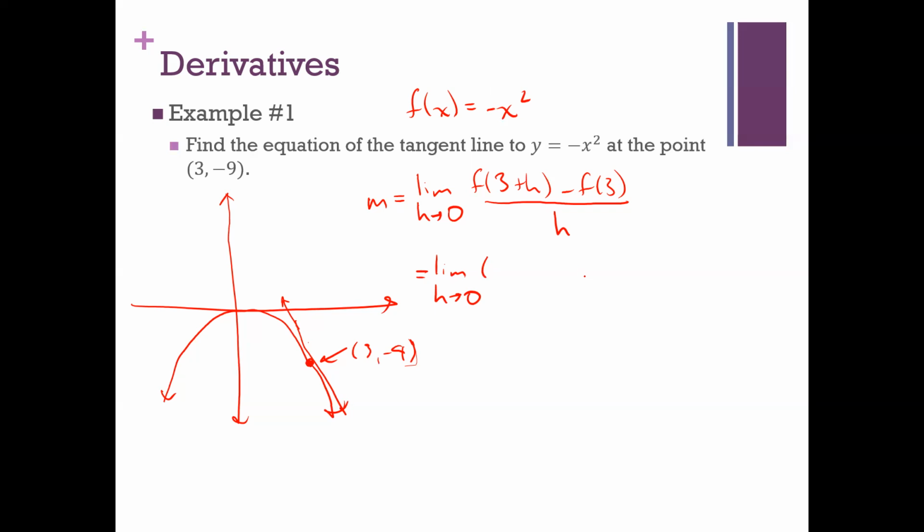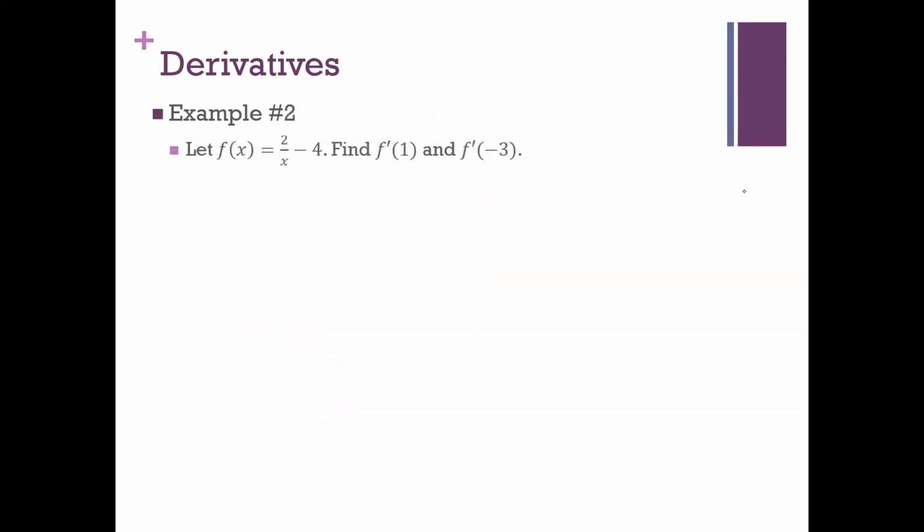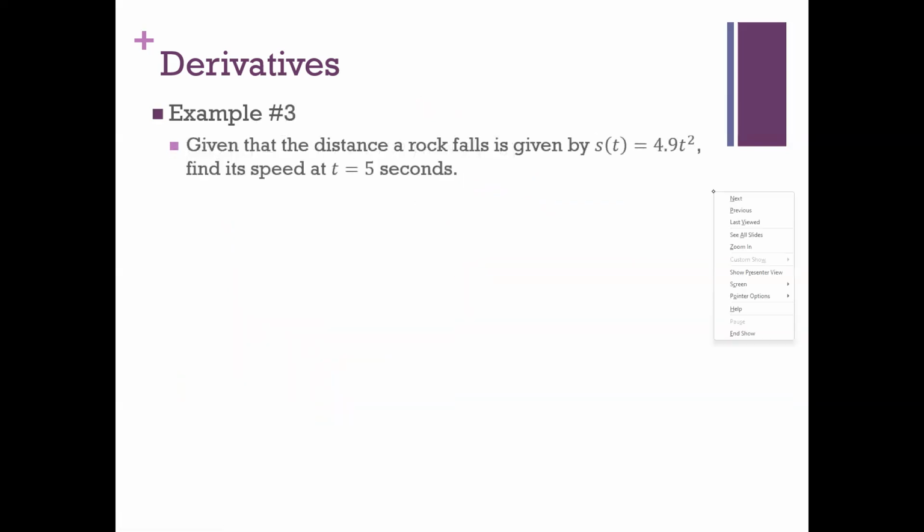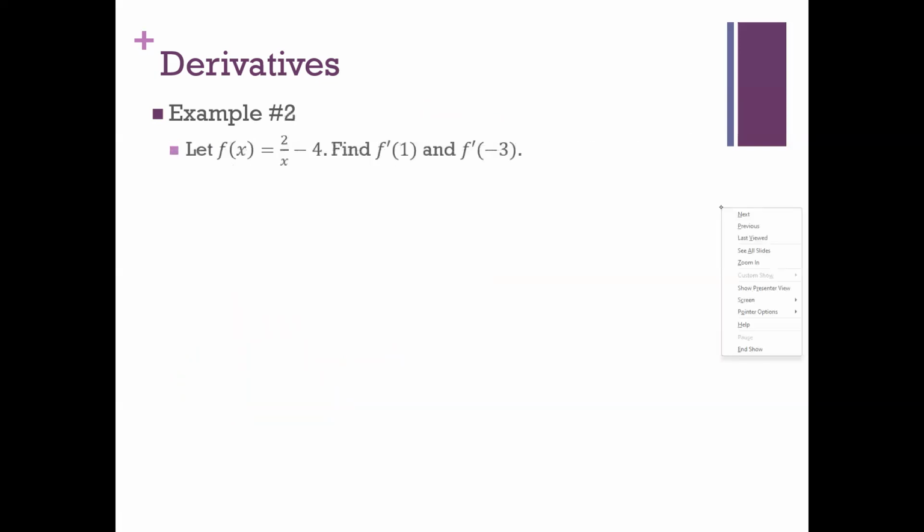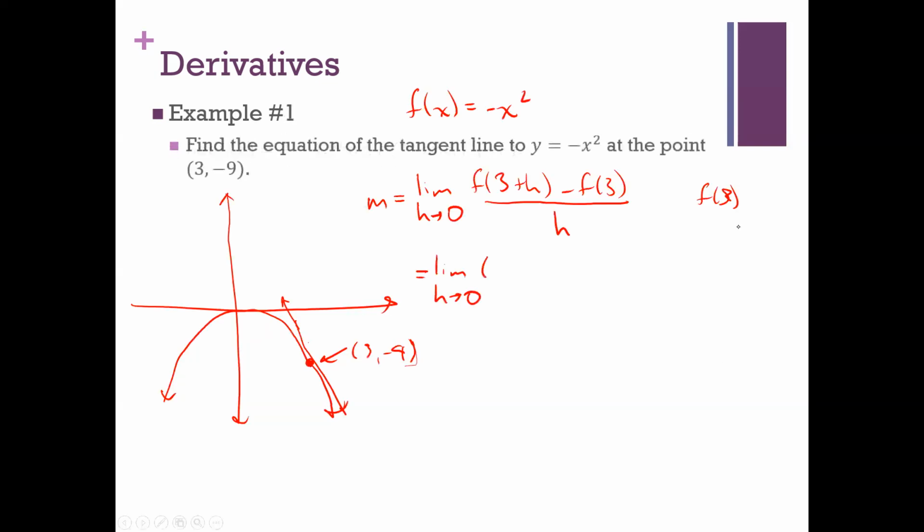Or maybe let's start with f of 3. What's f of 3? How'd you get negative 9? Right. Well, from the point, right? But okay, so maybe I'll ask you this. What is f of 5? How'd you get that? You just substitute, right? So you can use a function like that for anything, it doesn't have to be a known number. So based on that, what is f of 3 plus h?